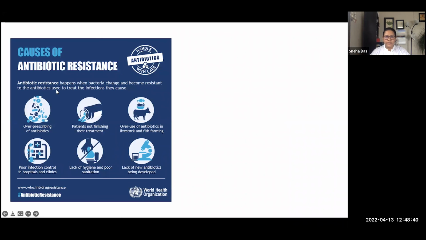And what causes antimicrobial resistance? It can be because antimicrobials are overprescribed. Often patients don't finish their treatment. We also saw that there is overuse in the livestock industry. It can spread in hospitals or clinics where there is poor infection control. It can spread where there is lack of hygiene or poor sanitation. And unfortunately, we don't have new antibiotics being developed since the 1990s.